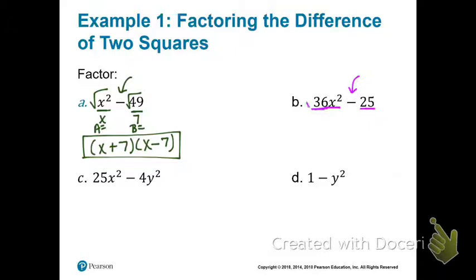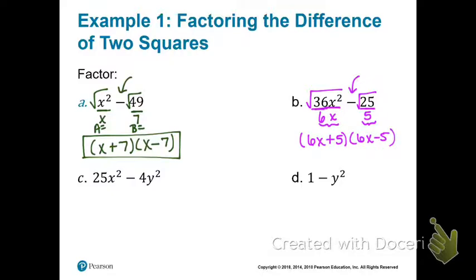Well, let's find out. What's the square root of 36x squared? We'll take it a piece at a time. What's the square root of 36? 6. The square root of x squared? X. And then what's the square root of 25? 5. Since they all have nice, pretty square roots, then this is a difference of squares. So we have our A right here, and this is our B. Let's plug it into our formula. A plus B times A minus B.